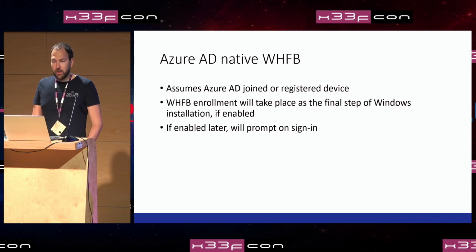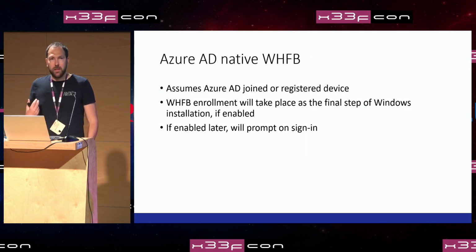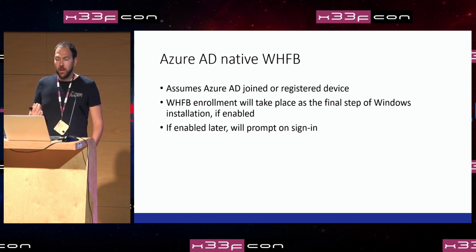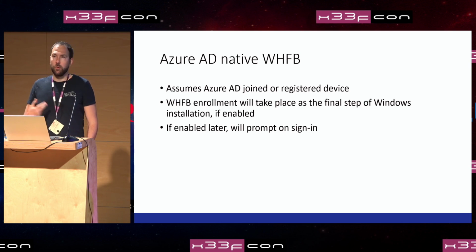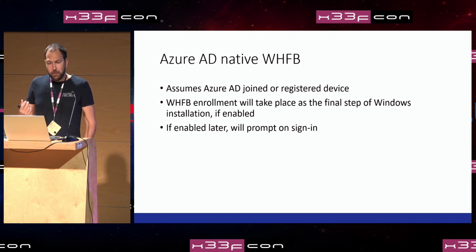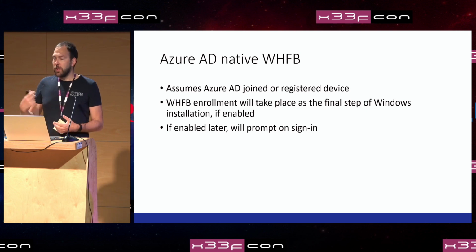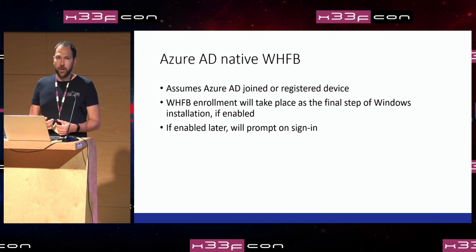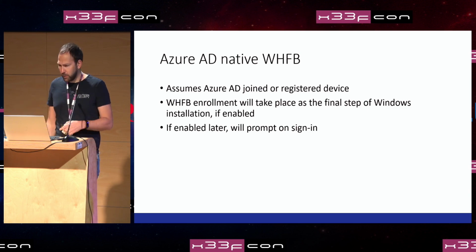So if you look at this implementation in Azure AD, one thing we always need is a device identity. To use Windows Hello for Business in Azure AD, you need to have an Azure AD joined or registered device. Usually that will be the user's endpoint. And if Windows Hello for Business is enabled, then the enrollment will take place at the end of the Windows installation. So if you set up your device the first time and the policy is set up to use it, then it will prompt the user to set up Windows Hello. If you enable it later, then whenever you sign in after it's enabled, at some point it will prompt you and say, hey, let's start setting this up.